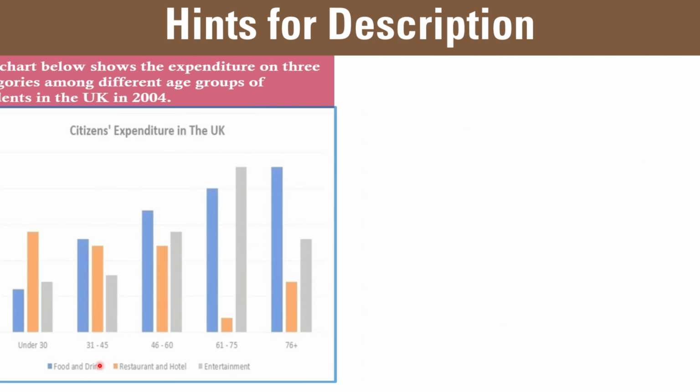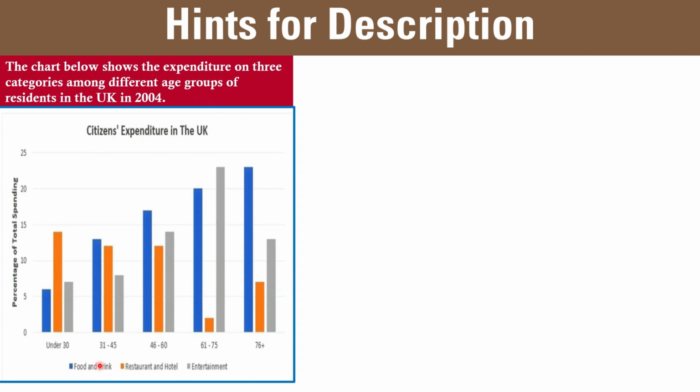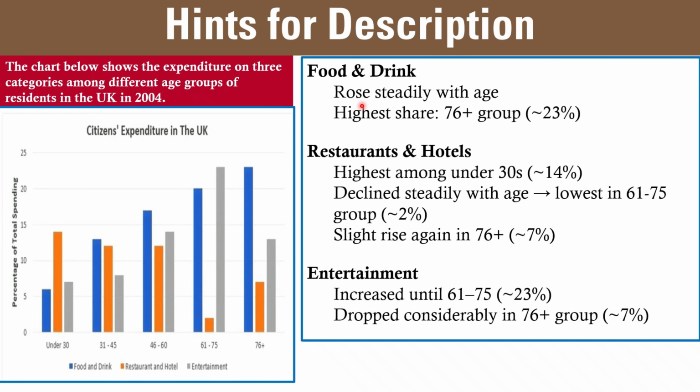To describe this graph clearly, it helps to group the information into three categories. First, food and drink rose steadily with age, reaching the highest share in the 76 plus group. Restaurants and hotels peaked among the under 30s, but declined to the lowest point in the 61 to 75 group before rising slightly again. Entertainment increased until the 61 to 75s, then dropped considerably in the oldest group. By noticing these patterns, you can describe the data logically without repeating yourself or describing every single bar.